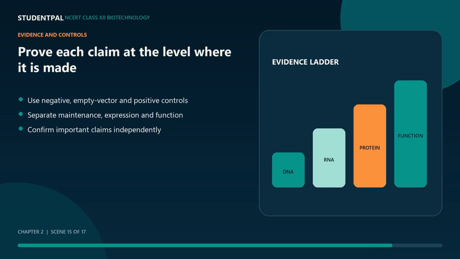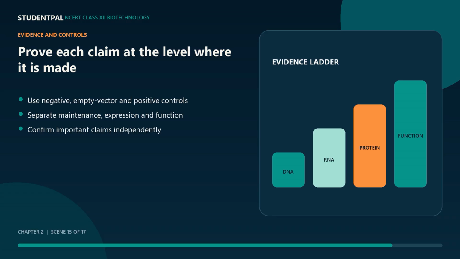How do we prove that a host vector system works? Begin by matching evidence to the claim. Growth under selection suggests that cells possess the selected property, but an untransformed negative control is needed to show that the condition is selective. An empty vector control separates effects of the vector and host from effects of the insert.